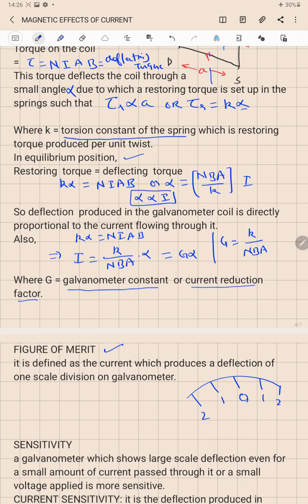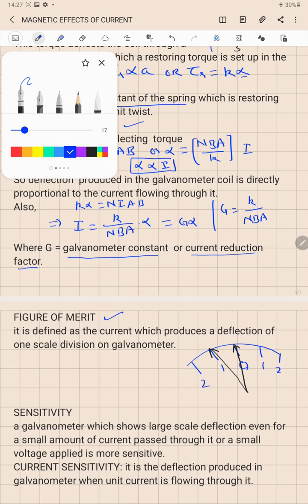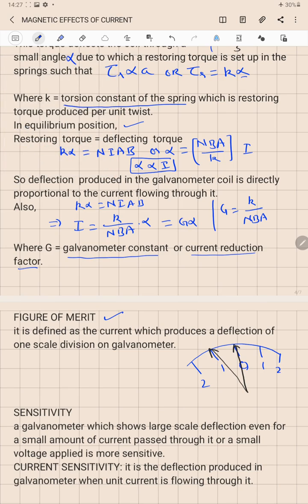So if a pointer is moved on the scale by passing current through the galvanometer, initially it will be pointing towards the 0 value. So how much current should we pass through it so that it suffers deflection towards either side equal to 1 unit, so that it moves from 0 division to first division? The amount of current required for producing this much deflection, we call it the figure of merit. So figure of merit is represented by G, which is equal to I over alpha, which is again nothing but K over NBA.